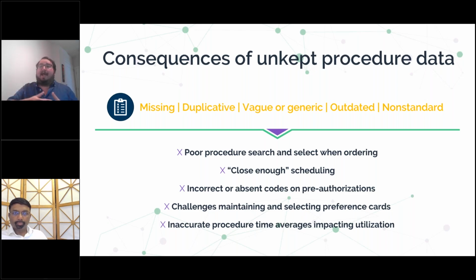And when you go to record on that, there won't be any way of breaking that out. We also often see incorrect or absent codes on pre-authorization, since these codes do often flow into pre-authorization workflows. Challenges maintaining and selecting the appropriate preference card. And what we're about to dive way deeper into, inaccurate procedure time averages, which can impact things like utilization, room utilization, and other OR metrics.